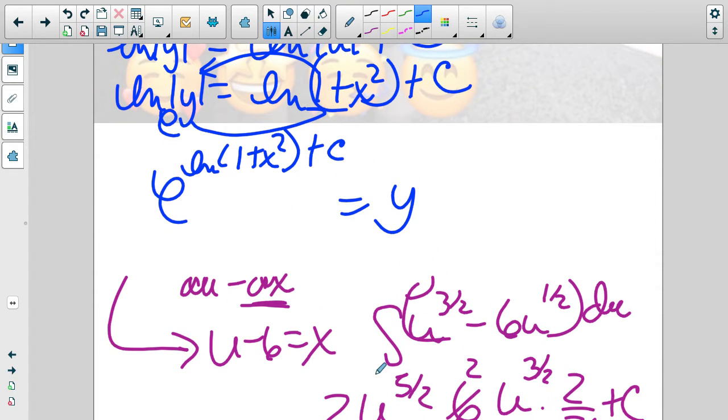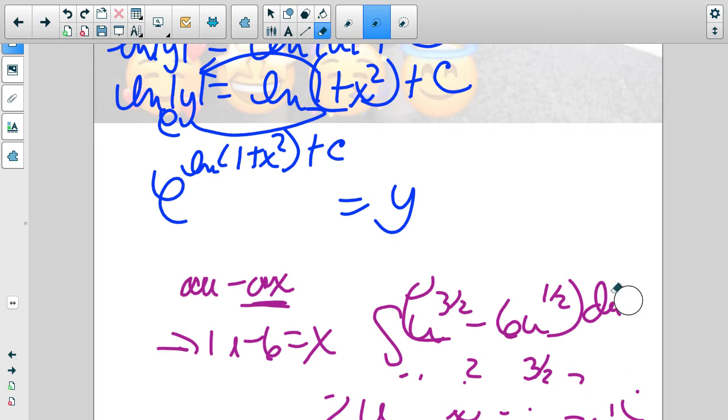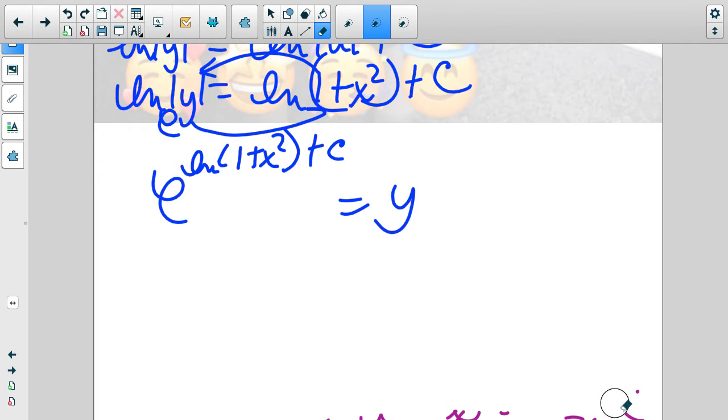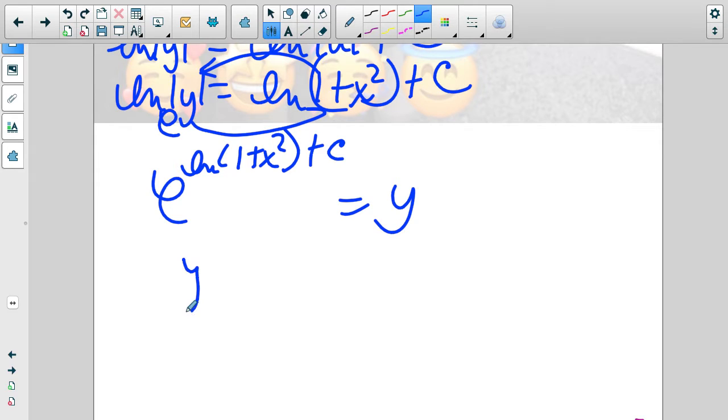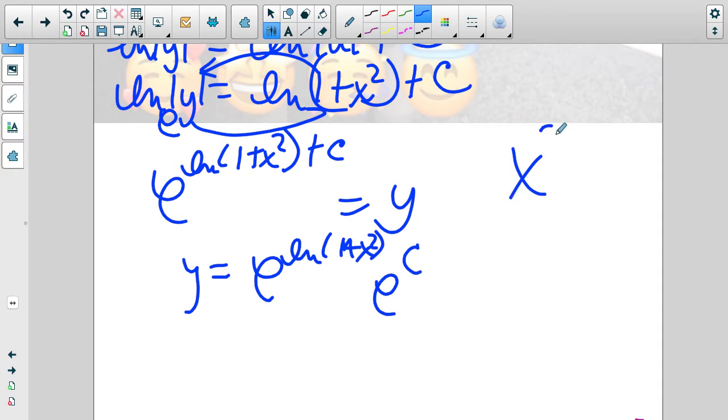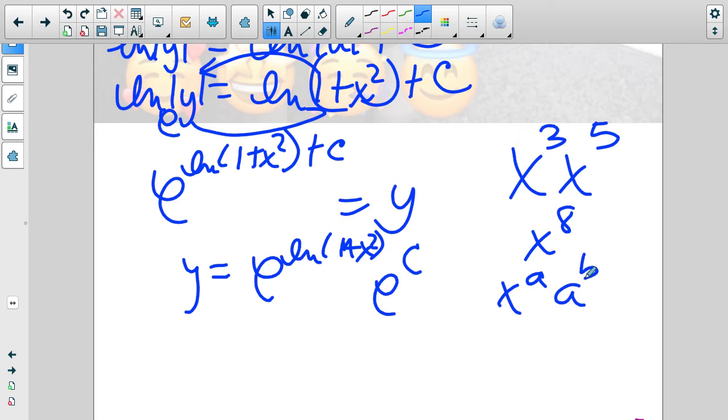Almost all of your questions in here are algebra questions at this point, which is normal. There's a lot of reason why I've done everything I've done today to get to this point. I'm going to rewrite this as e to the ln of 1 plus x squared times e to the c. What is x to the 3 times x to the 5th? It's x to the 8th. What is x to the a times x to the b? x to the a plus b.